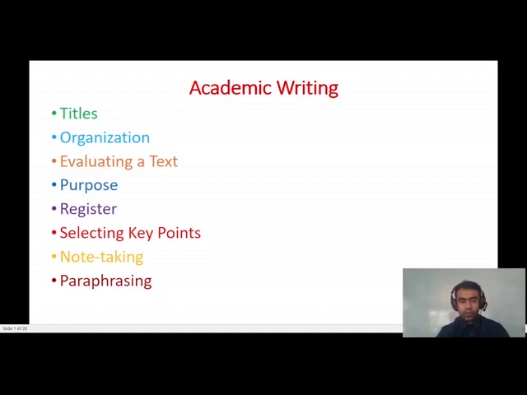So today we will talk about these terms in academic writing: titles, organization, how to evaluate a text, purpose, register, choosing the key points, note taking, and paraphrasing. We'll talk about each of them by turns.